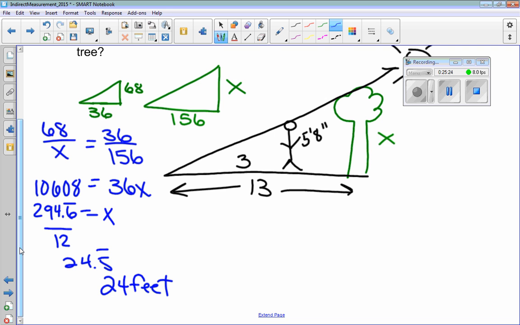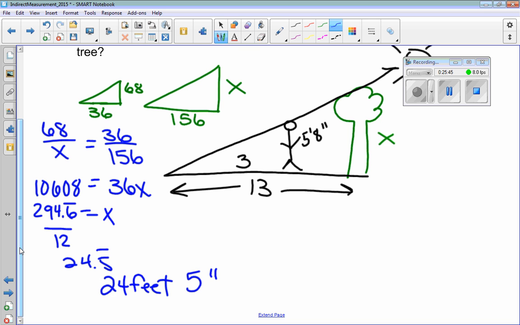How many inches is 0.5555555? How'd you get that? Not exactly 6, but it's close to 6 because it's half a foot. Would you agree? So to the nearest inch, it would be 24 feet, 5 inches. Okay? Yes? Is that okay?